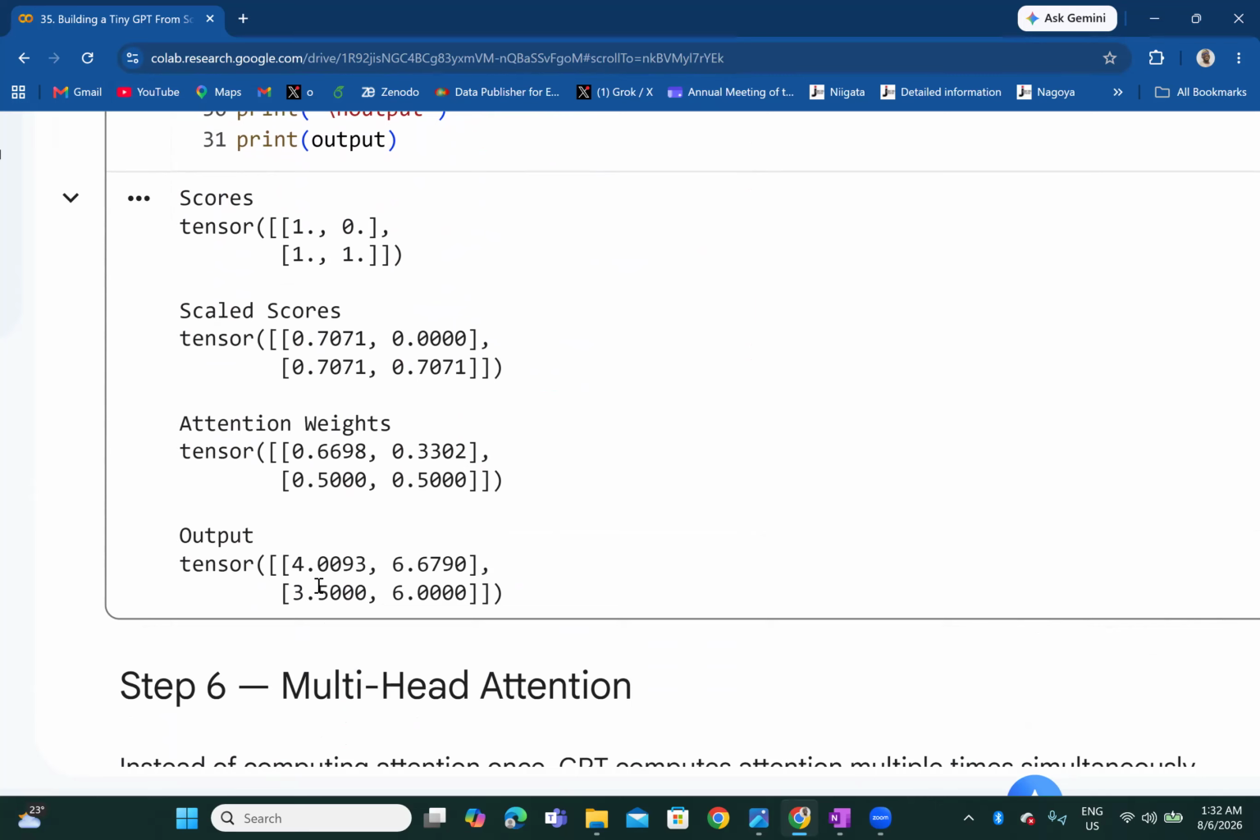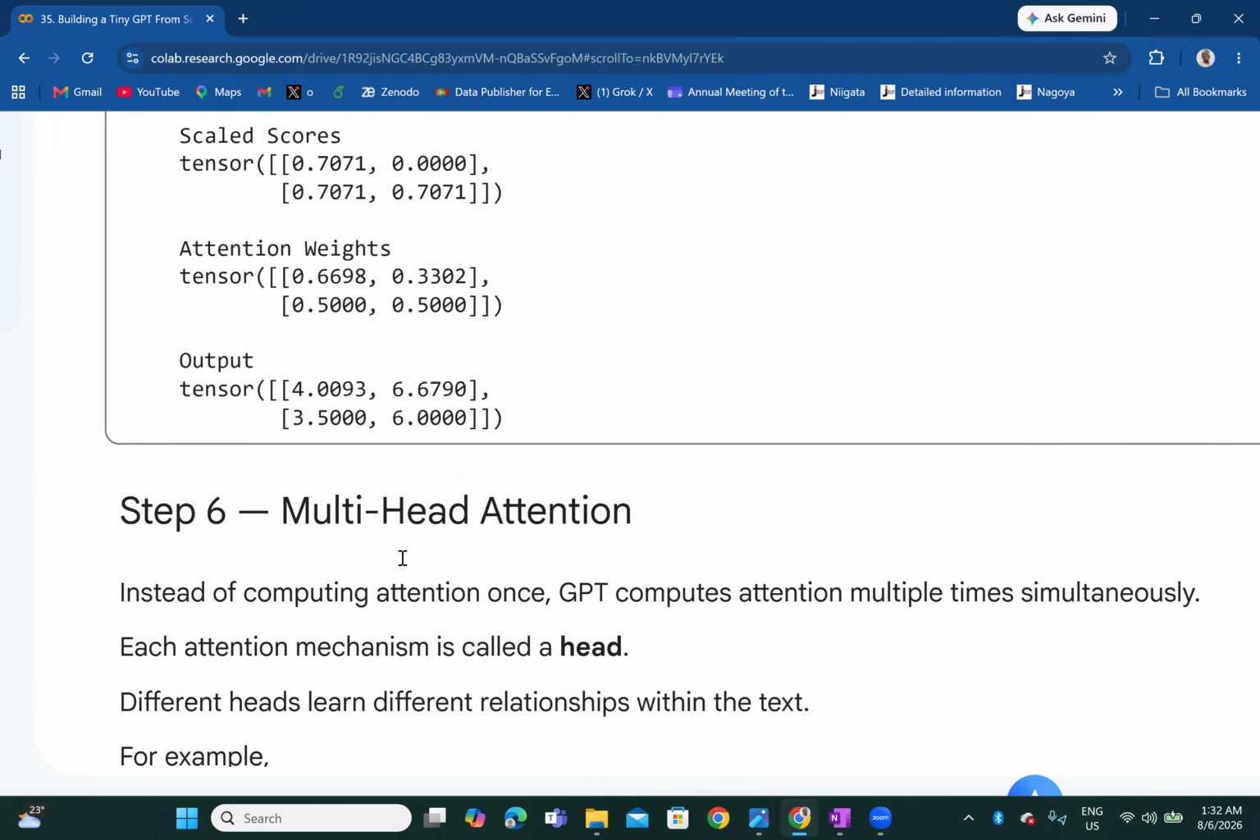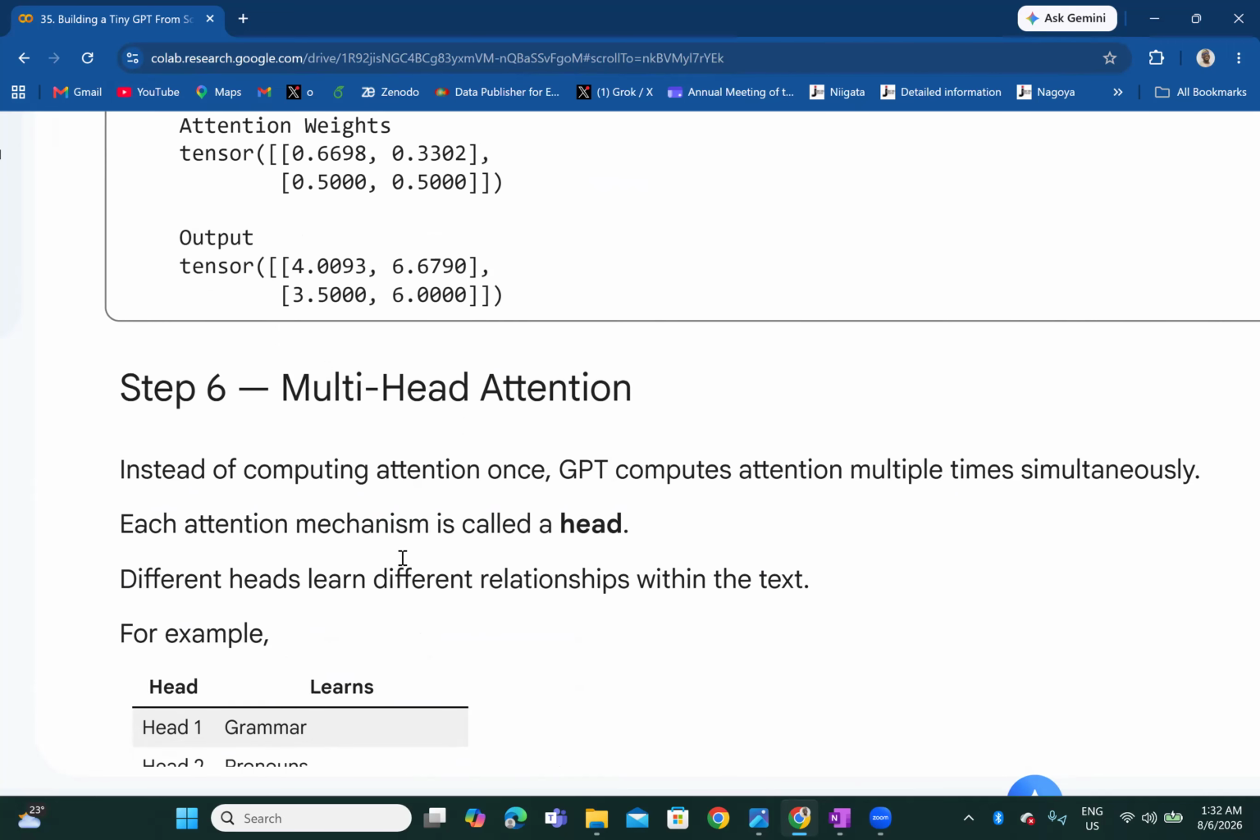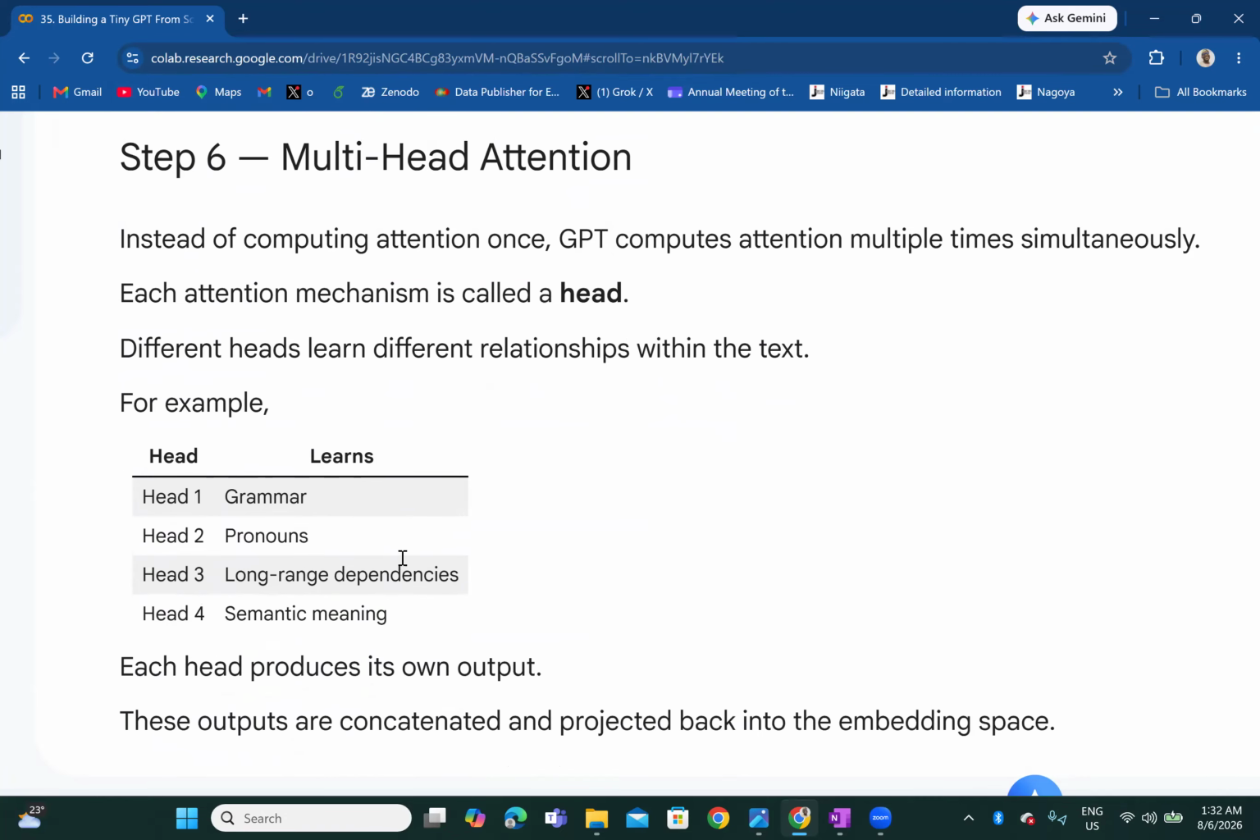409866.6790, and then you have 356.0. So it means the first token seems to carry more weight because the output values for the first row are actually higher. So you then have the multi-head attention.